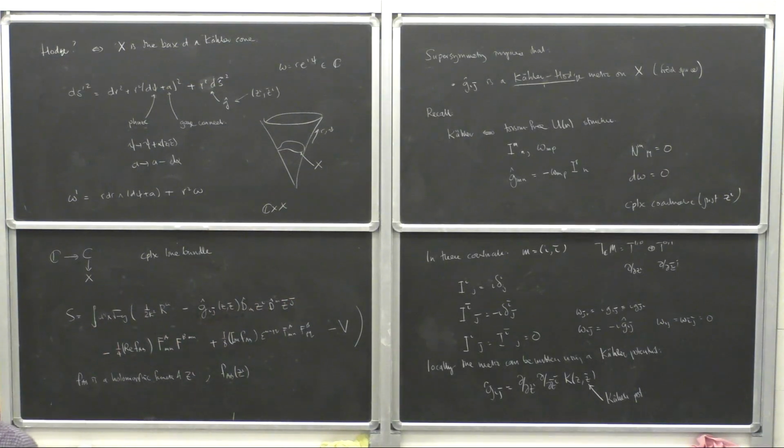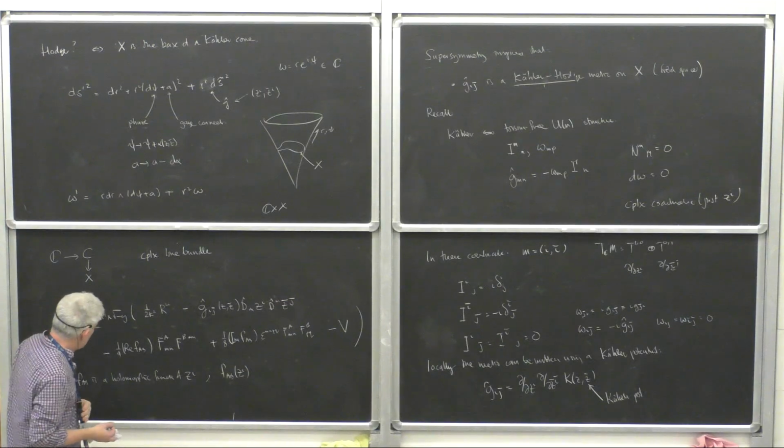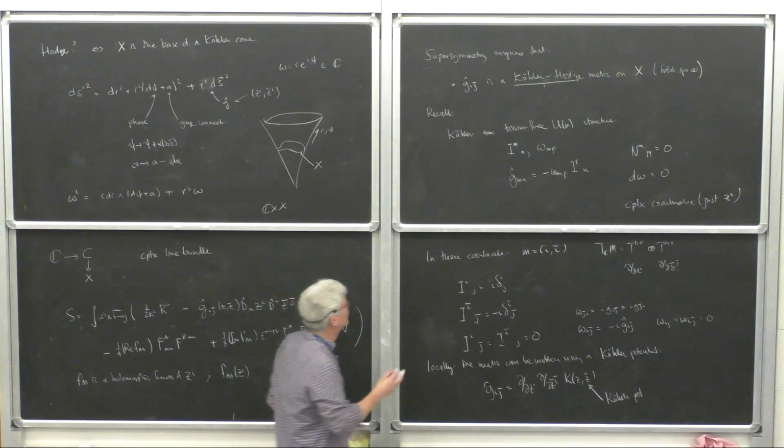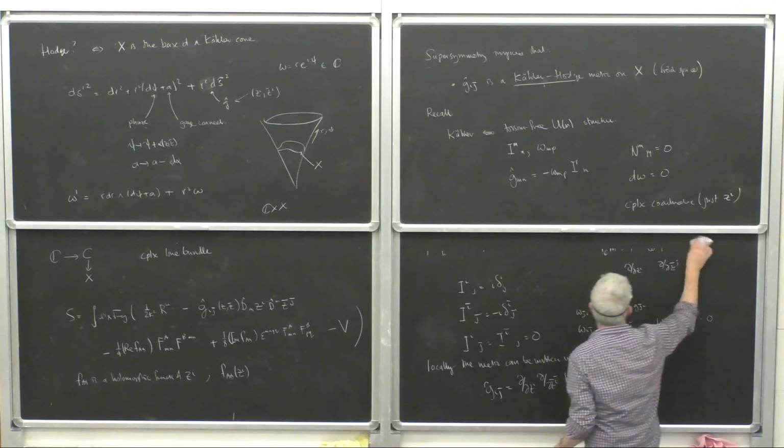Sorry, say again? No, so at the moment I haven't told you anything about A. I'm choosing to do it over X, and at the moment I haven't told you anything about A. It could be any kind of fibration. But now what I'm going to do is look at this Kähler form, this symplectic form.